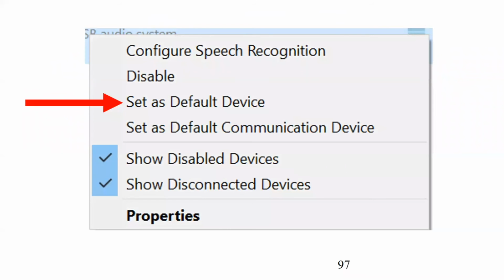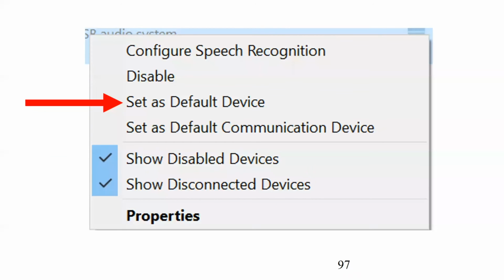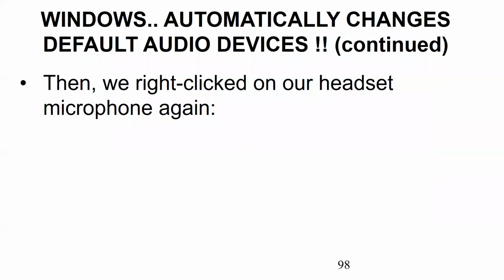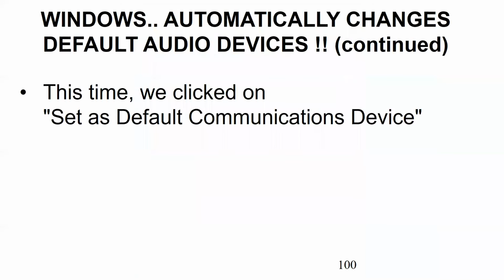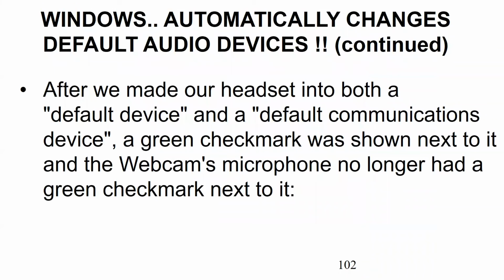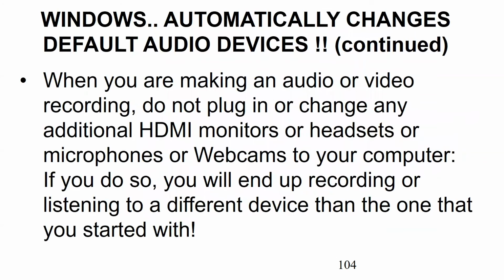All right. In the case of a microphone, set it always for both default device and default communications device. That discourages Windows from changing it next time you plug in another webcam. Okay, doesn't always work. What else did I tell you? See, I make the default on so you don't end up recording.